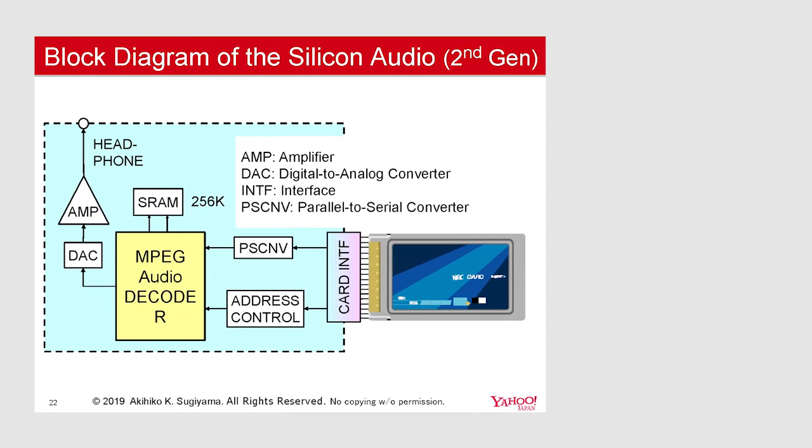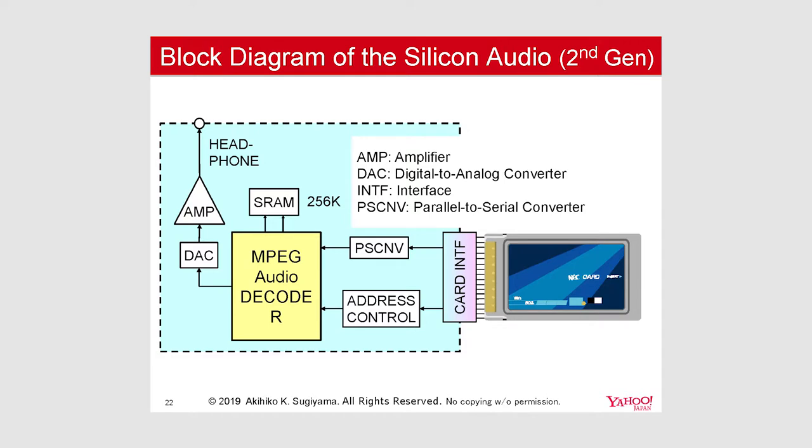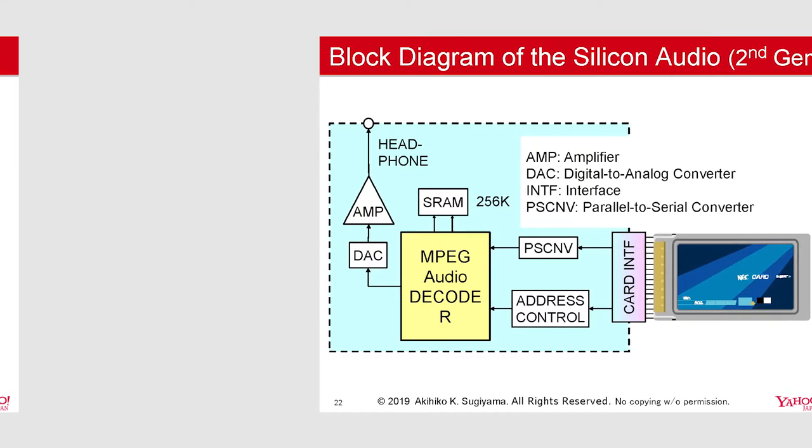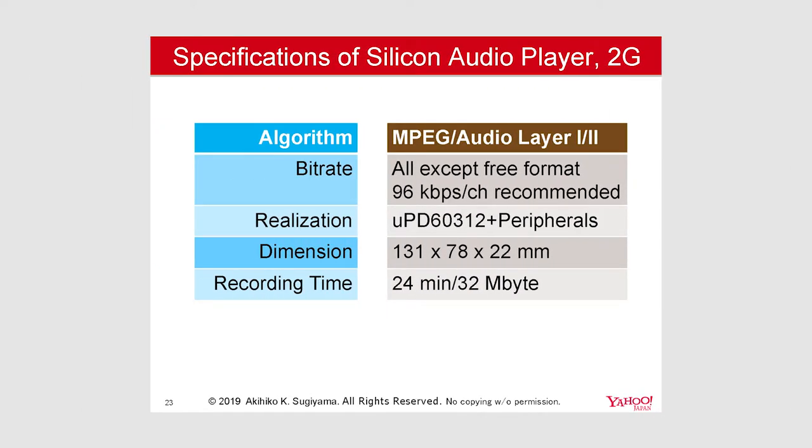This shows a block diagram of the silicon audio second generation. So it is much simpler because we developed a special purpose or dedicated LSI chip like this. You simply needed another random access memory here, address control mechanism here, data conversion from parallel to serial. That's it. And then digital audio converter followed by an analog amplifier before your headphones. So the algorithm and the other things are the same. The only difference is here we developed a dedicated audio decoding chip called the MUPD 6312 and some peripheral components. The size is smaller, about 13 centimeters by 8 centimeters by 2 centimeters. The capacity or the recording time was the same.